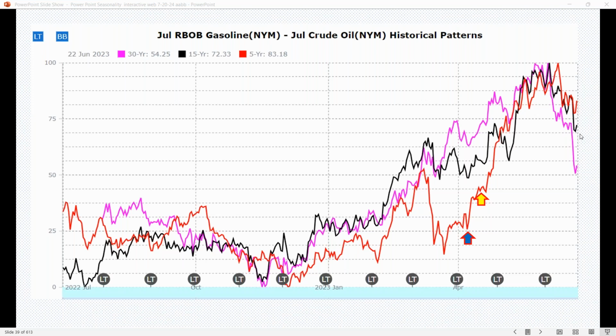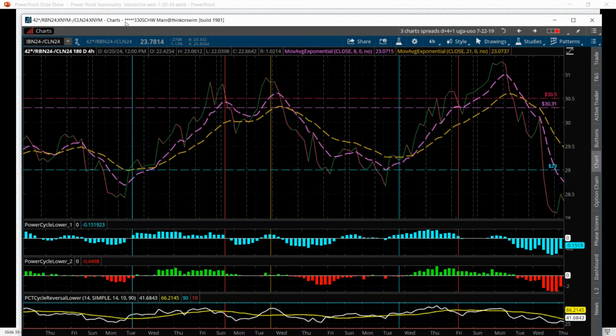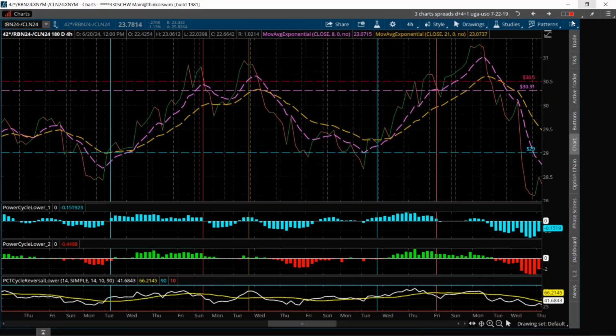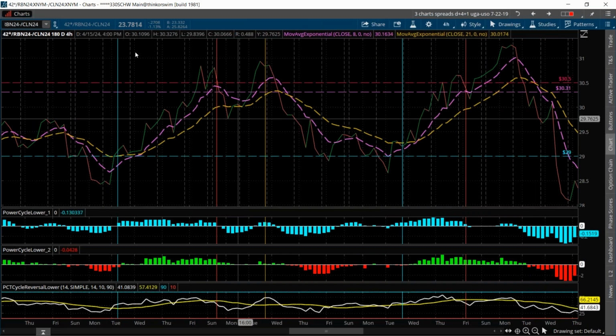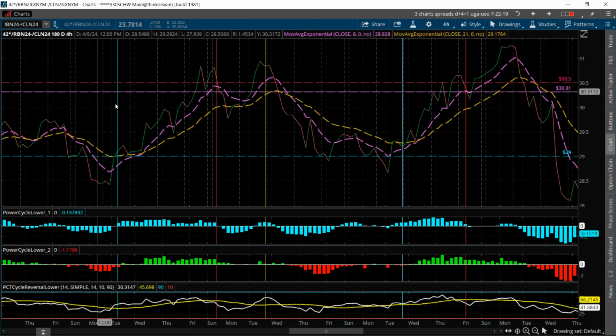Here, let me pull that up. I thought I had this on here. Here's the chart. So I want to show you this. This is my seasonal, this is a spread, okay?